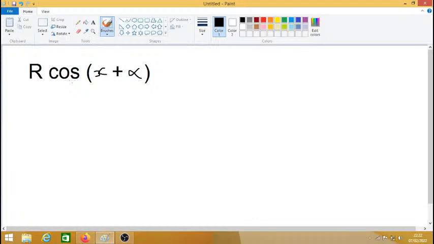Today's lesson is on A-level maths, pure maths year 2, and we're looking at R cos x plus alpha. If you're following through in the book, it's chapter 7 of the Edexcel Pearson book, and we're looking at example 15.